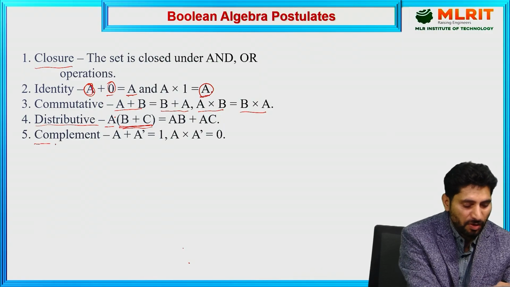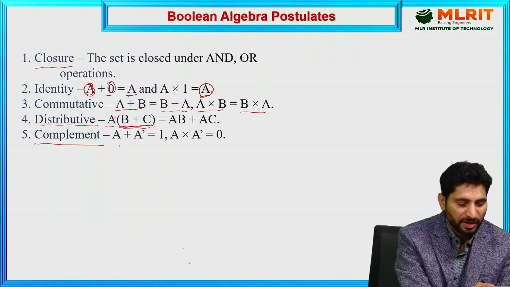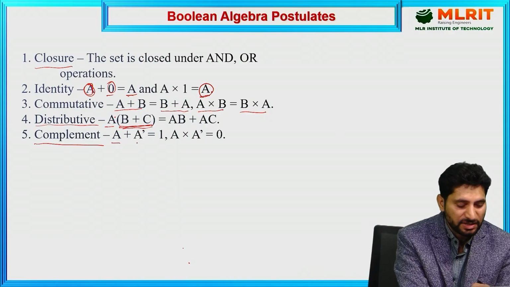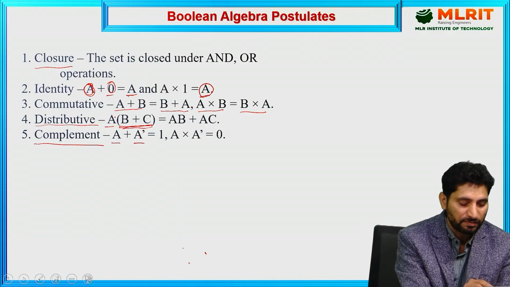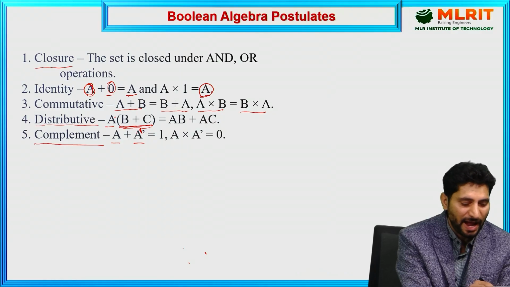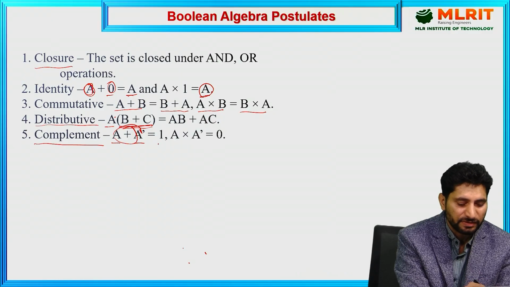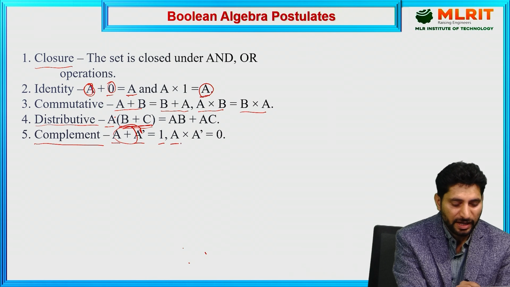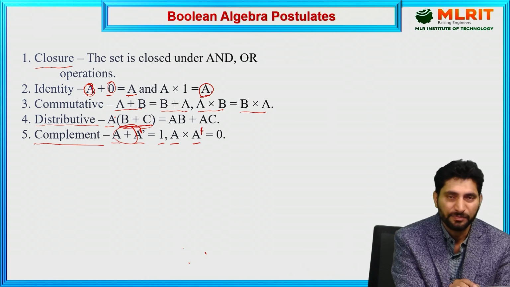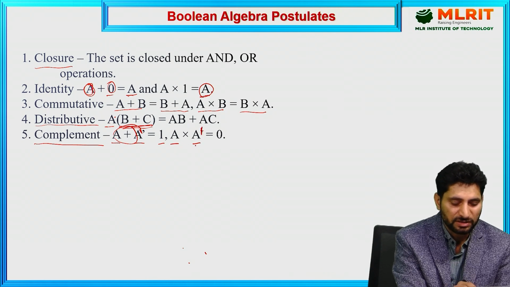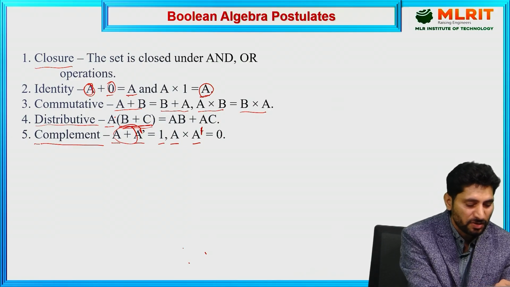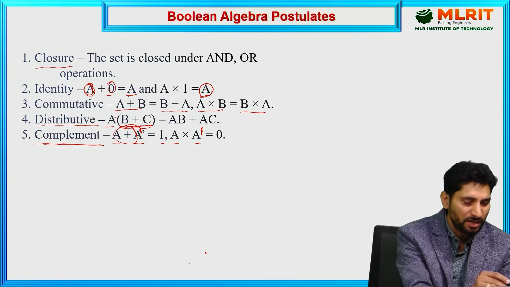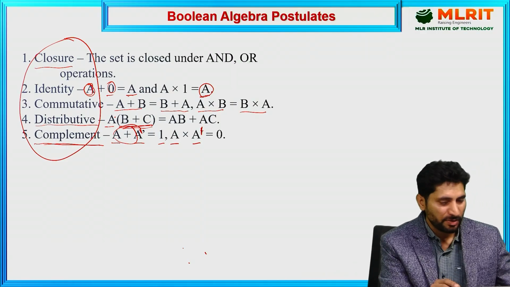Now as for complement postulates, if we take the true value A and its complement value A bar, and add them together, we get 1. In another one, if we take variable A, the true value, and its complemented value A bar, and multiply these two, the true and complemented value, the answer is 0 as per complement postulates. So these are the important postulates in Boolean algebra.